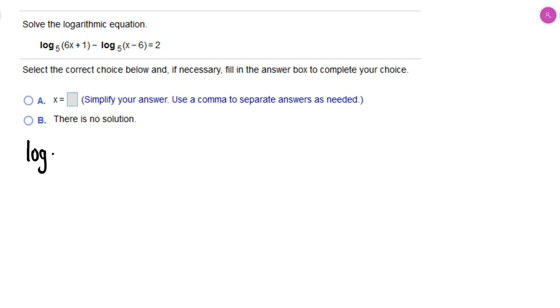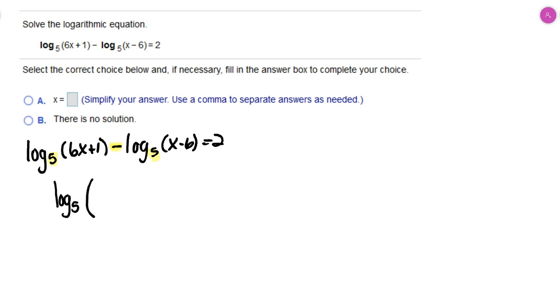So I'm going to start by copying my question: log base 5 of 6x plus 1 minus log base 5 of x minus 6. The first thing I'm going to do is condense to a single log. I'm allowed to condense to a single log because these logs have the same base. And because I'm subtracting them, I'm using the quotient rule. This log, which is positive, will go into the numerator, and this log that is negative will go into the denominator. The right-hand side of the equation hasn't changed.